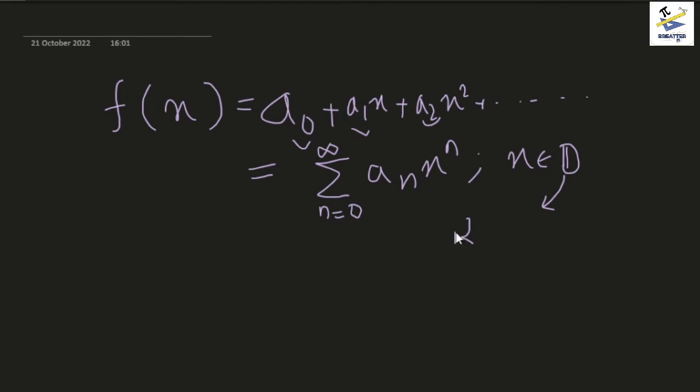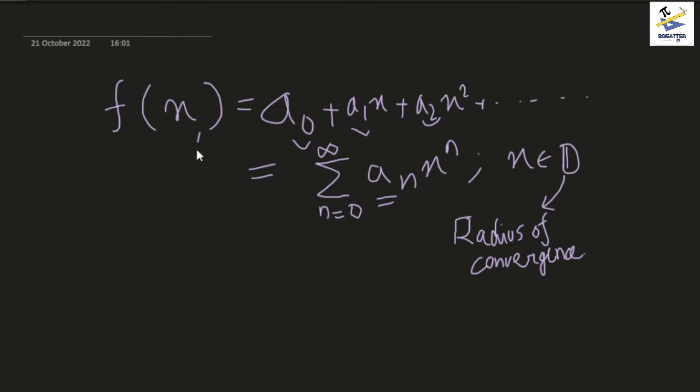What is D? D is basically the radius of convergence. So what we want to do is find these coefficients an. There's a simple way of doing that.